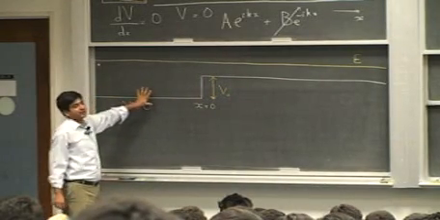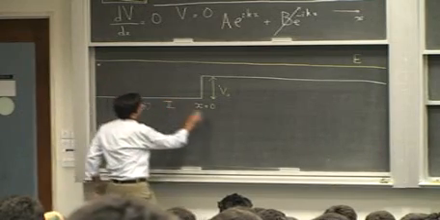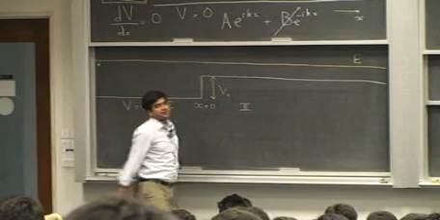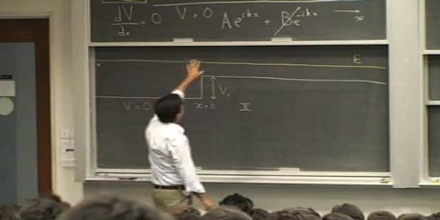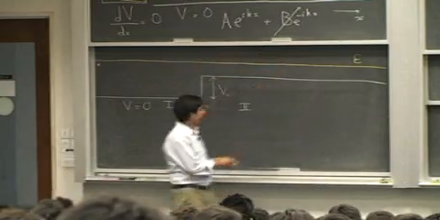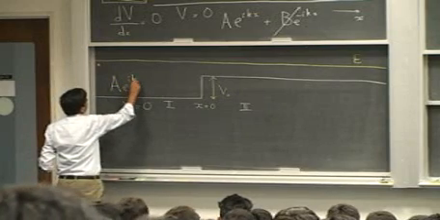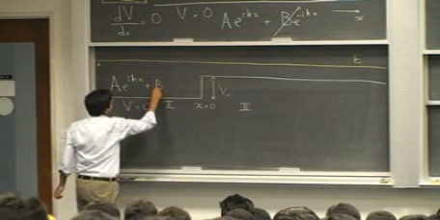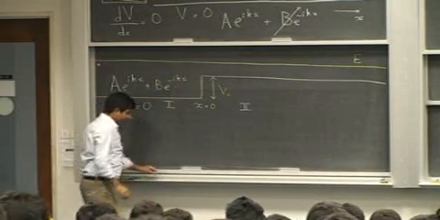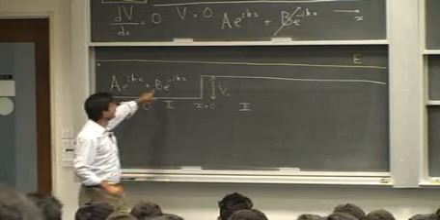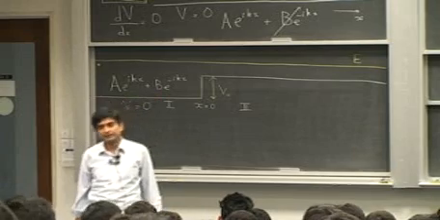What's the wave function going to be in this region for negative x? I call this region 1 and I call this region 2. What's the wave function in region 1? Once again, I look at the Schrödinger equation, I get these two terms: A e^(ikx) plus B e^(-ikx). First question. Is B going to be 0 here? No.